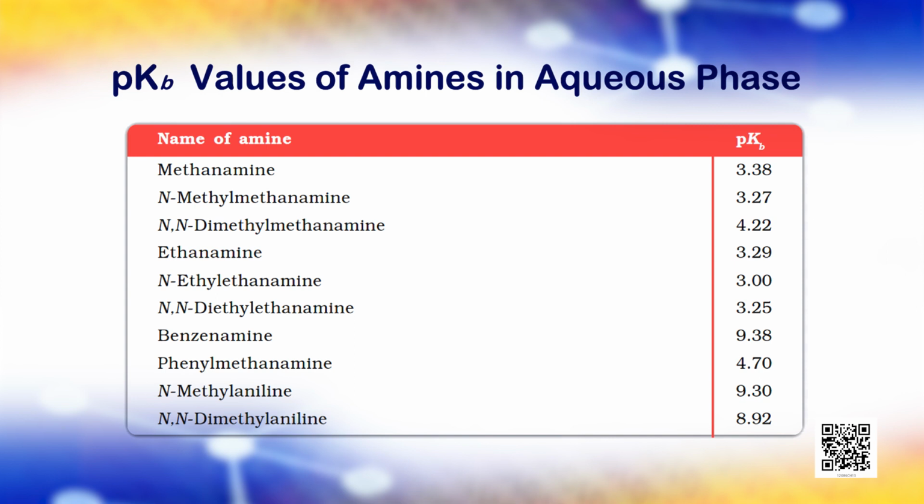The pKb values of a few amines are shown on the screen. The pKb value of ammonia is 4.75. Aliphatic amines are stronger bases than ammonia due to the +I effect, that is, the positive inductive effect of alkyl groups leading to high electron density on the nitrogen atom. Their pKb values lie in the range of 3 to 4.22.